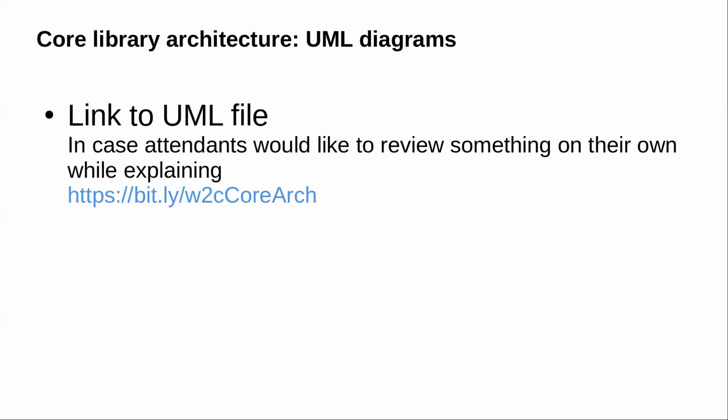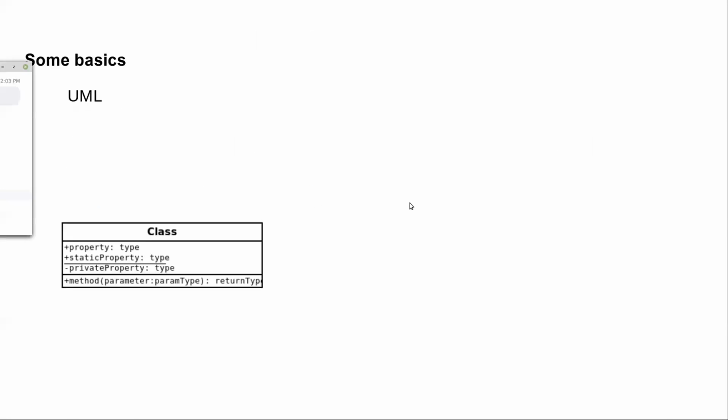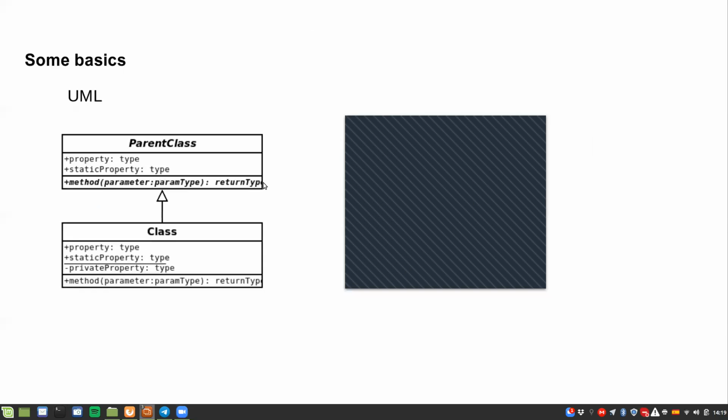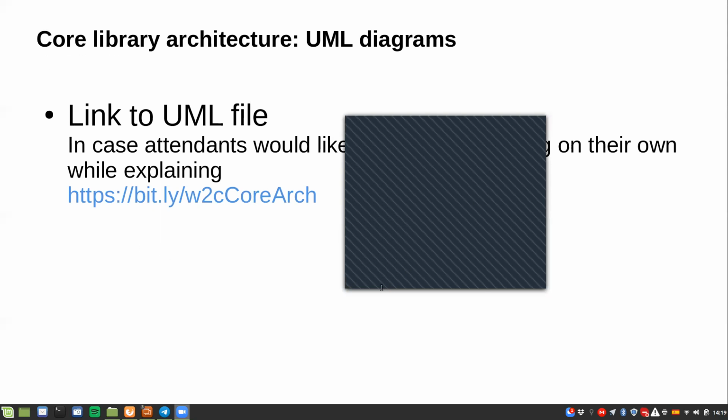Now to the architecture. To show the core library architecture, I'm going to be going through a UML diagram that I have just prepared. This diagram is available in the resources that I shared at the beginning. The link is also here. I'm going to share this with you because if, while I'm explaining something, you would like to review something that we saw before, maybe you can go back. So just let me copy this in the chat.